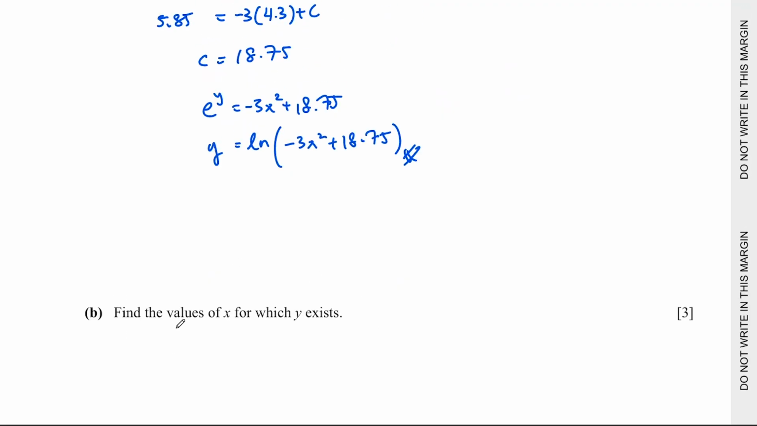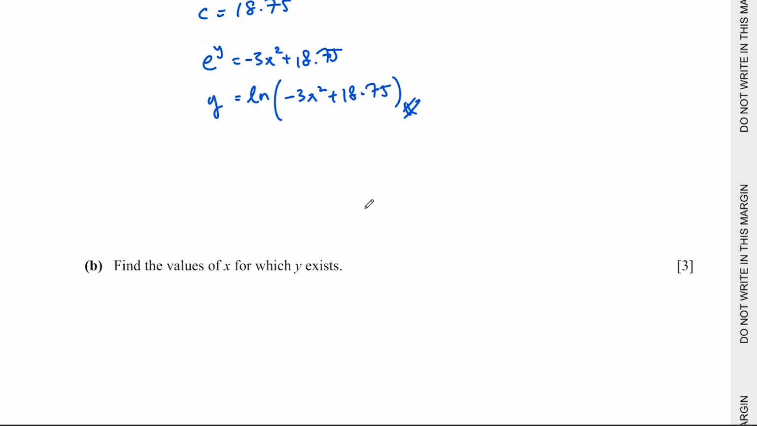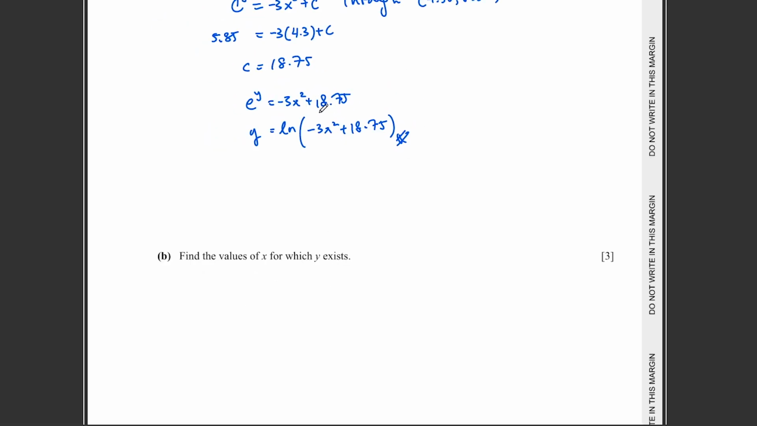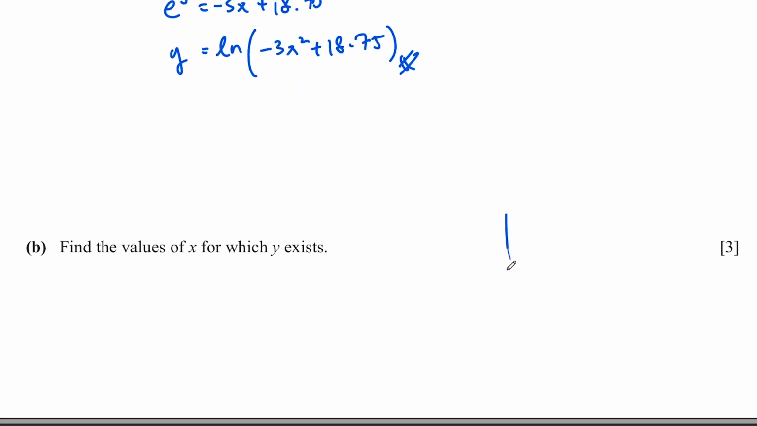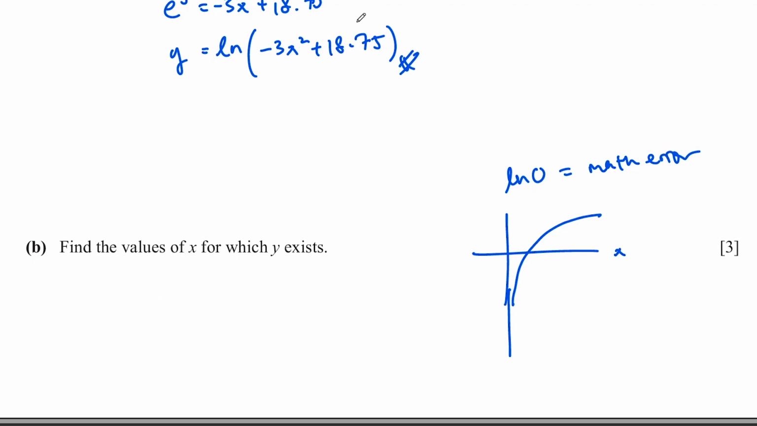Now, part B is more towards the domain. Find the value of x for which y exists. So we need to know, first of all, what is the appropriate domain for a natural log curve. If you can recall, natural log looks like this. For the x values, it is asymptotic at 0. And when you try to type ln 0 into your calculator, it will be a math error because it does not exist. Right, so whatever is inside the log function has to be greater than 0, right?